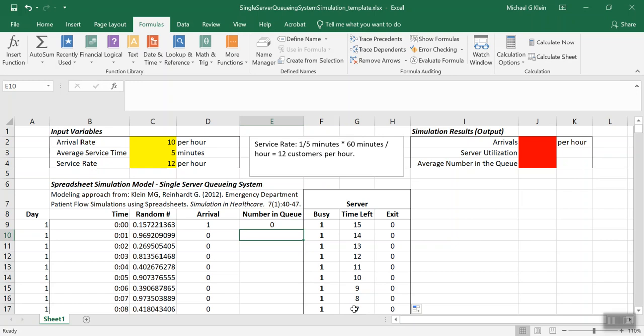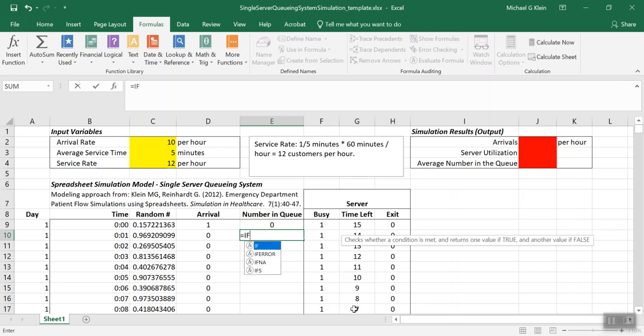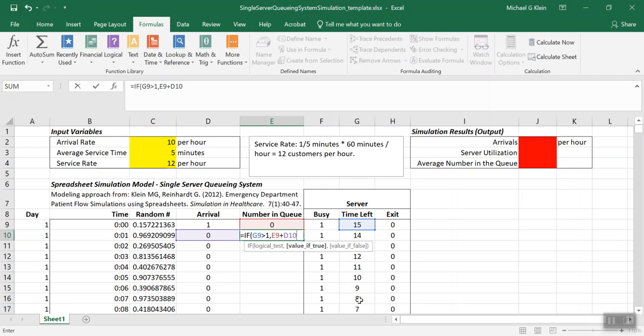So putting that all together into an Excel formula, we'll have some IF statements. The first check is if the time left is greater than 1. If it is, then as I mentioned, we're going to have the number in queue from the previous minute, plus we're going to determine if there is an arrival at this minute, D10. Otherwise, we'll check to see if there is an exit at time t minus 1.